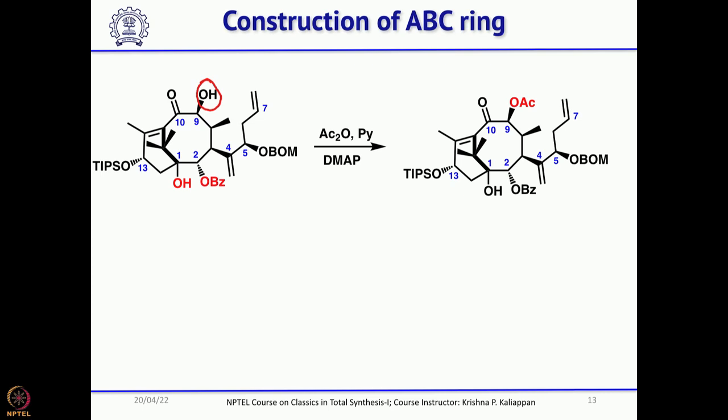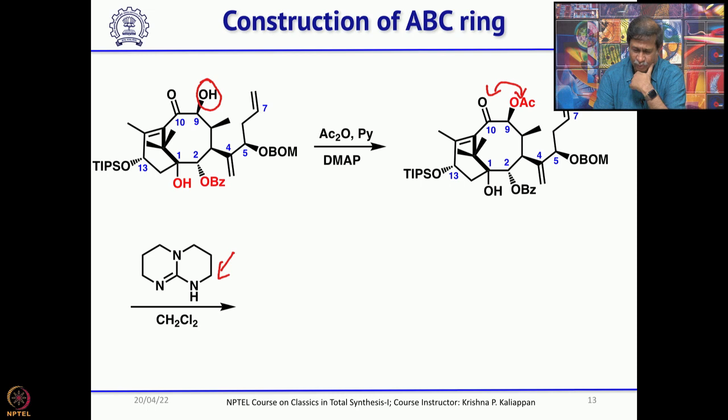But again, as I said, the acetate should be here and the ketone should be here. So how do you do that? You take this highly substituted guanidine and treat in the presence of dichloromethane. Generally, it goes through the enol form, the enolate, and then intramolecular acyl transfer takes place.